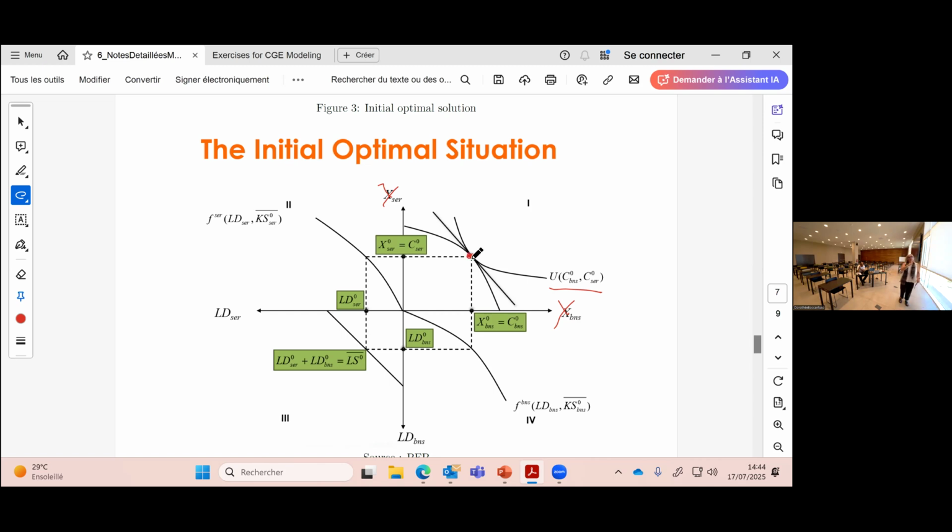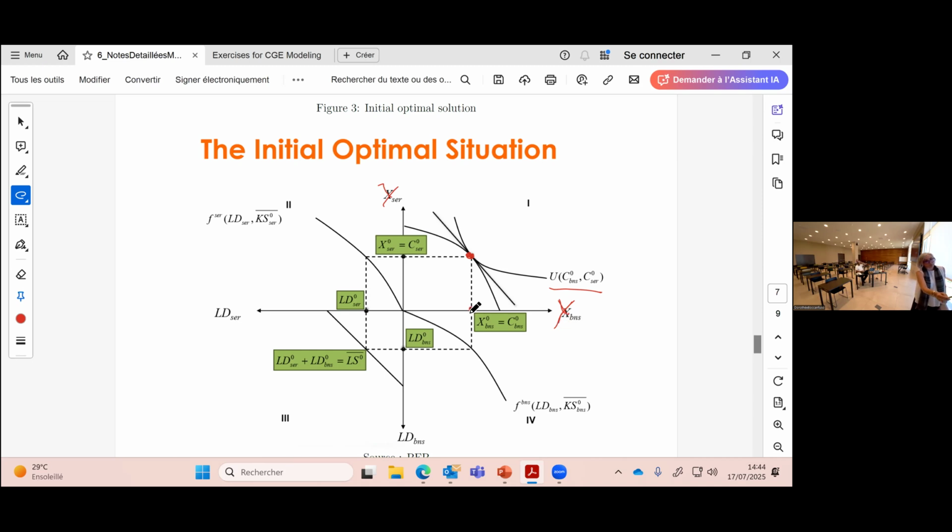That means that the tangent point on the frontier of production will be the same as the solution between the budgetary constraint and the utility function. Then the equilibrium is here, and after that we can determine the production of the goods, the production on the goods sector.